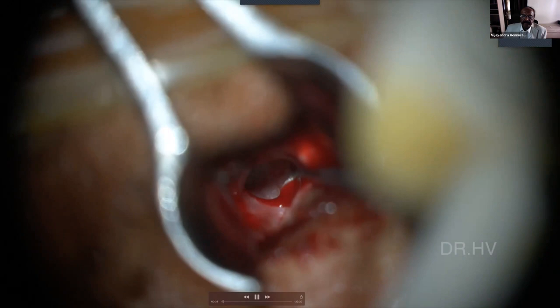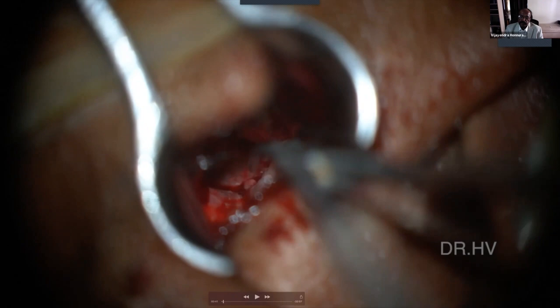Whenever you're planning for a canal wall down technique, the first incision will be close to the annulus so that I get a larger posterior subpostmeatal skin flap, which will be useful to line the cavity at the end of the procedure. This horizontal incision varies from tympanoplasty. I go very close to the annulus so that this posterior skin flap will be very large and useful to line the cavity.